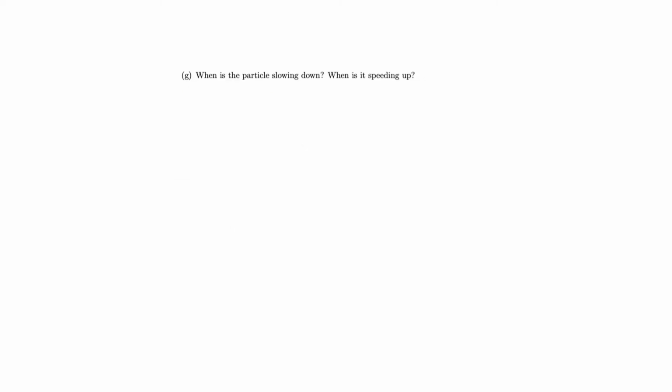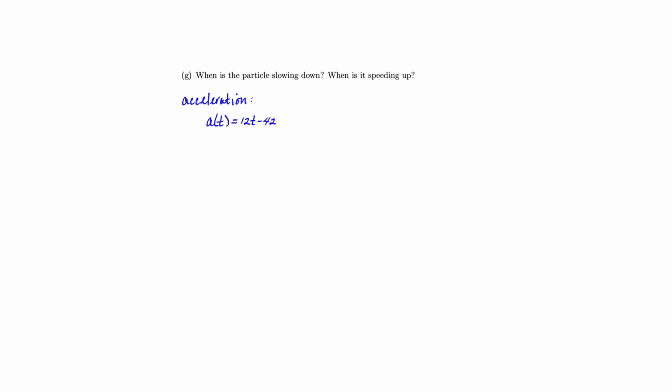So in part G, it says, when is the particle slowing down and when is it speeding up? So we do have to find the acceleration function. Well, we already found the acceleration function. The acceleration a of t was 12t minus 42. We need to first figure out when is the acceleration positive and when is it negative. So the sign of the acceleration tells us which direction the acceleration is pushing the particle.